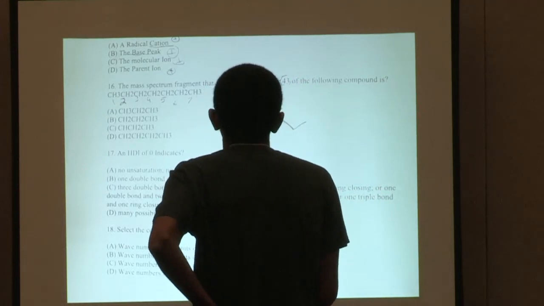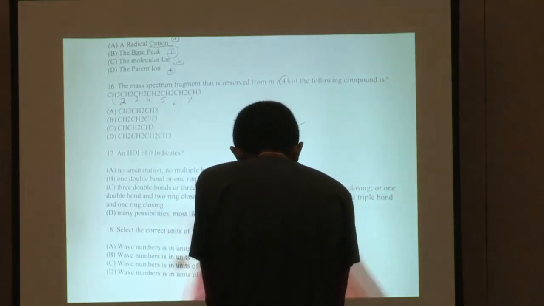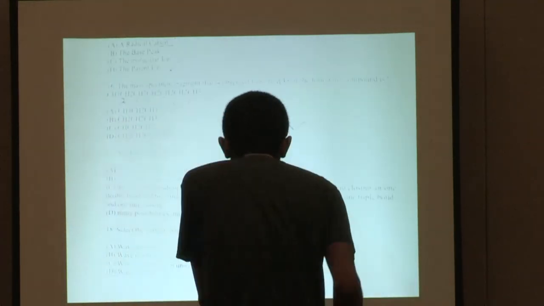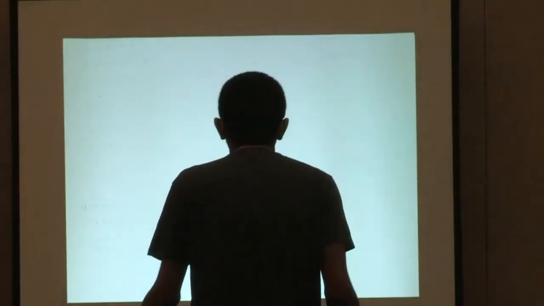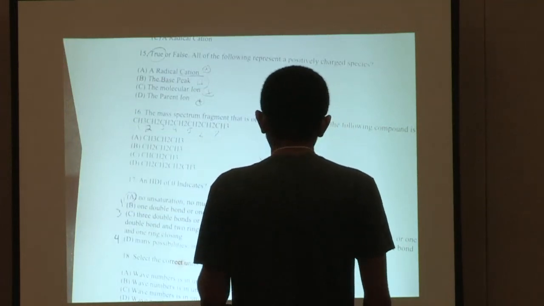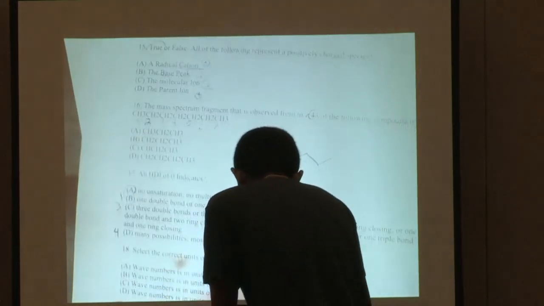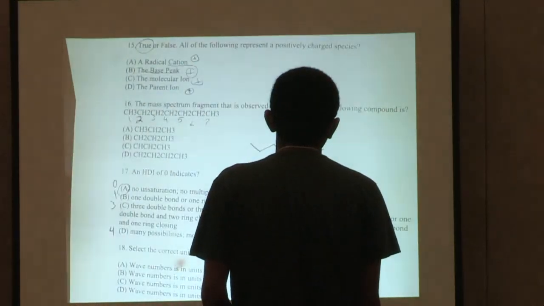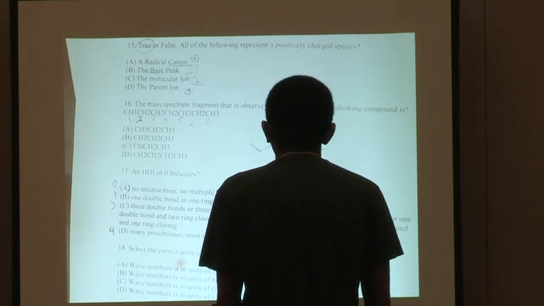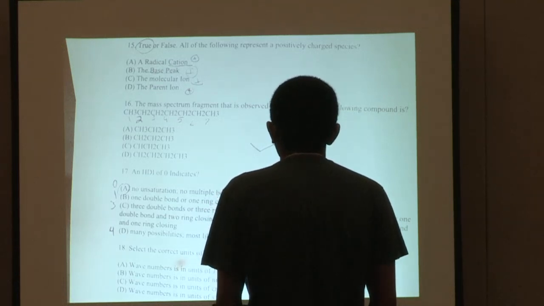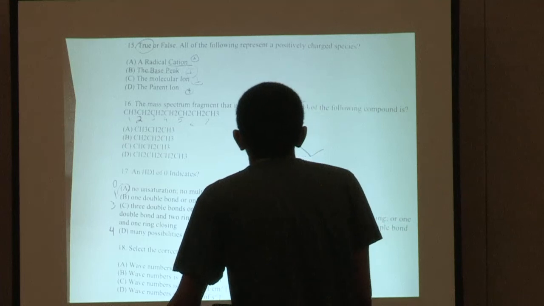All right, so this one's saying what HDI means. The answer, since I already said it earlier, is going to be A. But HDI of 1 would be answer choice B. Answer choice C would be HDI of 3. And then HDI of 4 would be for D. And A, as I said, is the answer, and that's for HDI of 0. So HDI of 1, saturated, just means one double bond or one ring. So just one of each, or either of the two for HDI.